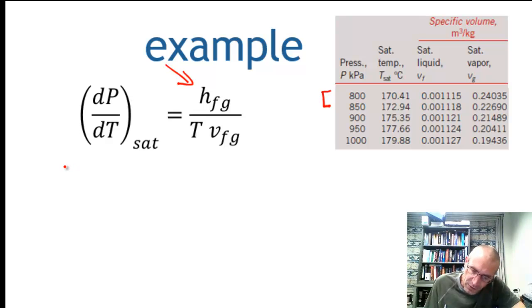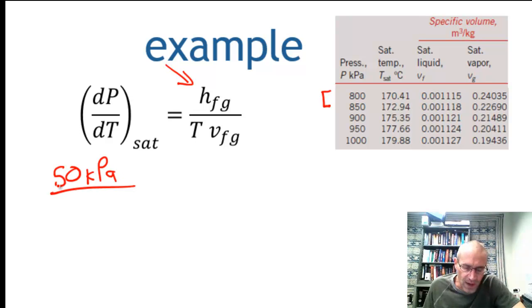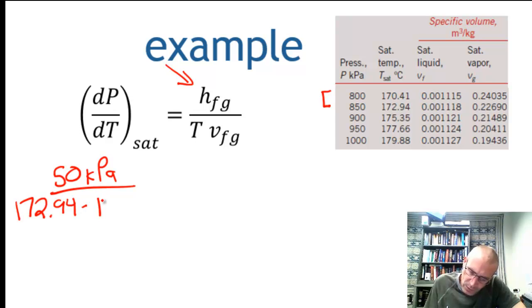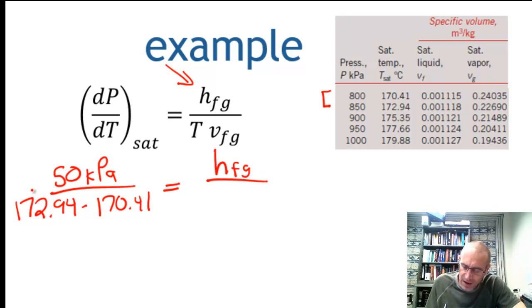So delta P: we're going from 800 to 850, so about 50 kPa. Over that, the temperature changes from 170.41 to 172.94, so that would be 172.94 minus 170.41. And that is equal to hfg, which is what I'm trying to estimate, over the temperature. The approximate temperature between 170.4 and 173, I'm just going to say is about 172. This is all an approximation. And that should be an absolute temperature, so I'm going to add 273 to it.